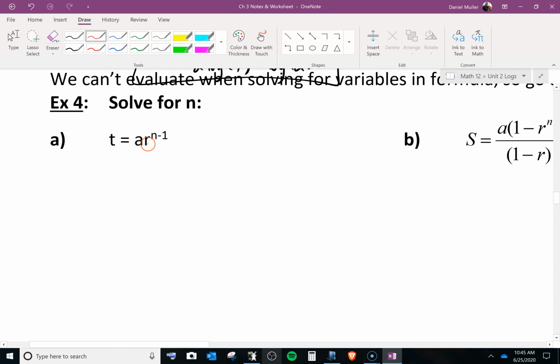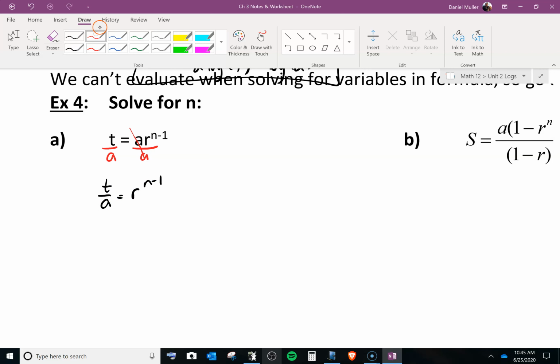So what I like to do is get this thing kind of by itself so that we can take a logarithm and get that down. So I'm going to divide both sides by a here. R to the n minus 1.